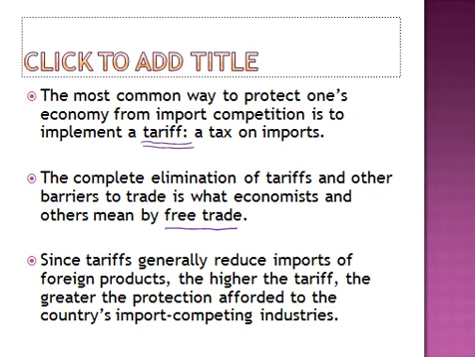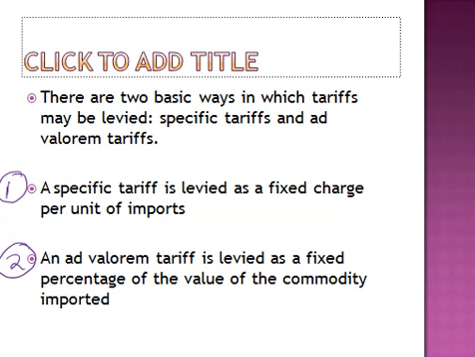There are two basic ways in which tariffs may be levied: specific tariffs and ad valorem tariffs. A specific tariff is levied as a fixed charge per unit of import. An example of this is that for every watch that's imported into the United States, regardless of the value of that watch, 51 cents is levied on that watch, and this is a specific tariff on watches.